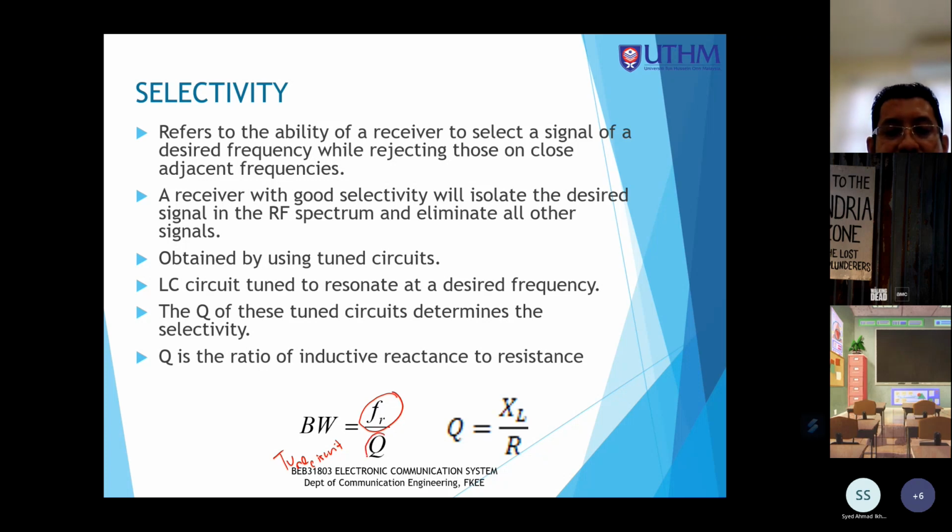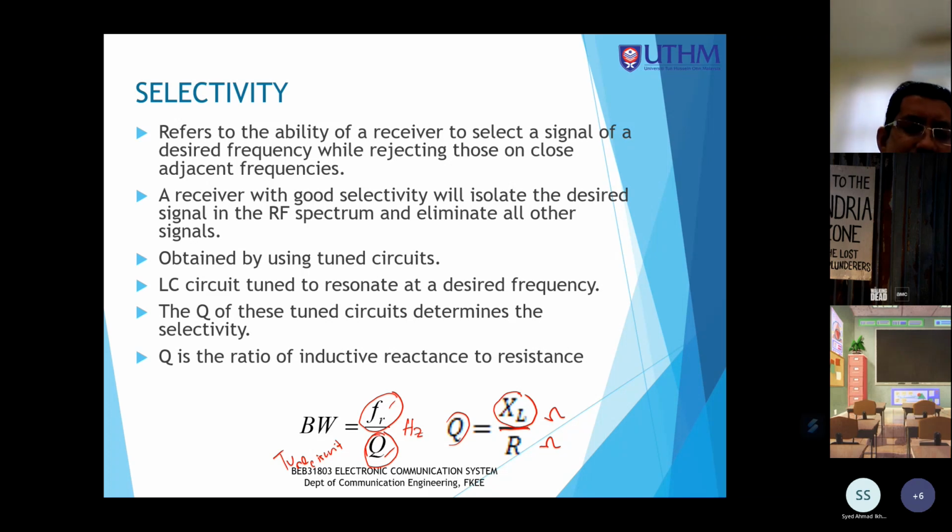And this is divided with the quality factor. This is the quality factor of the tune circuit. Okay, apa itu quality factor? So the quality factor is equal to inductive reactance divide with resistance. So both of these are in terms of ohms. Ohms divide with ohms, so no unit. So Q parameter is a no unit parameter. Okay, so when you divide frequency and Q factor, you akan dapat dalam sebutan hertz. Of course, bandwidth dalam sebutan hertz.